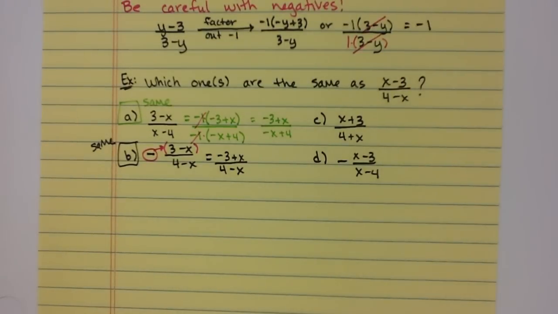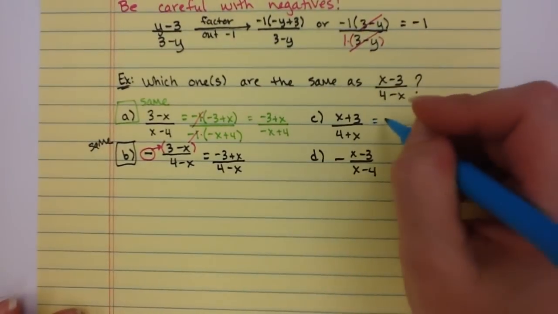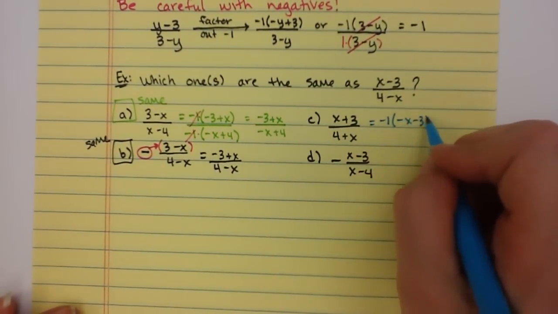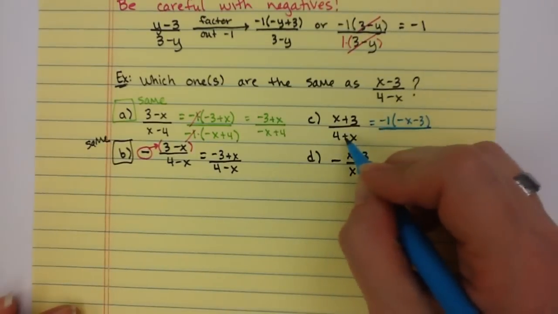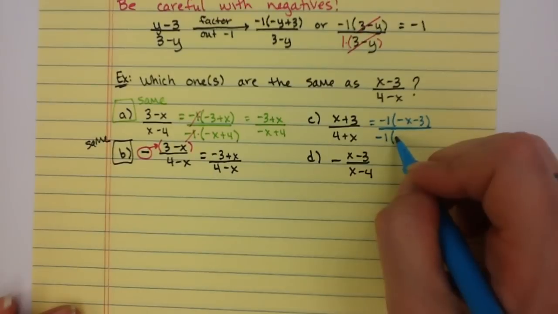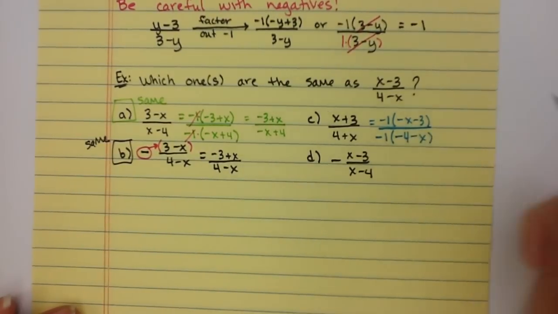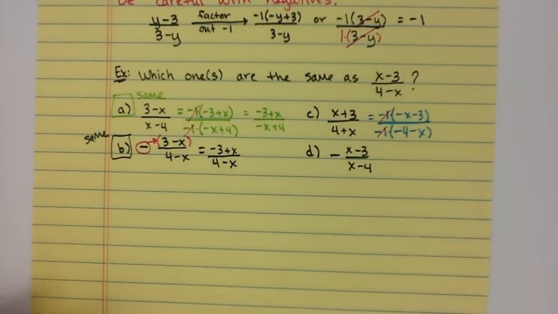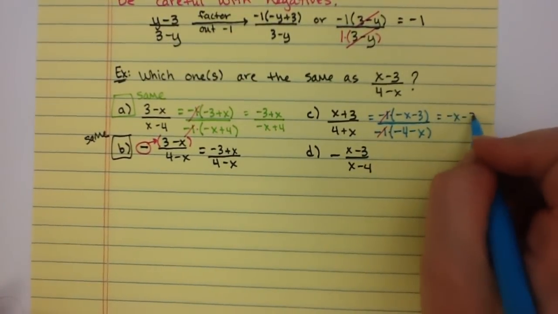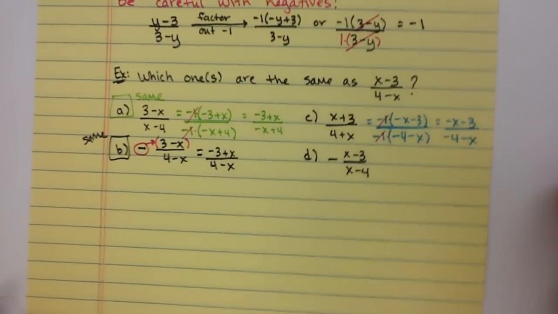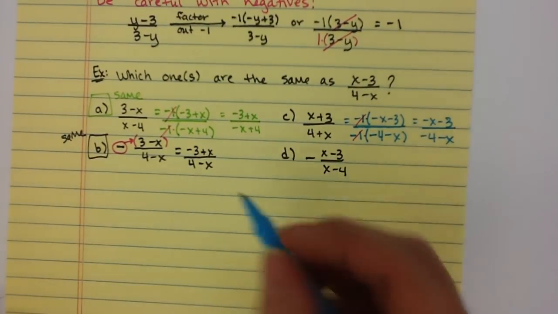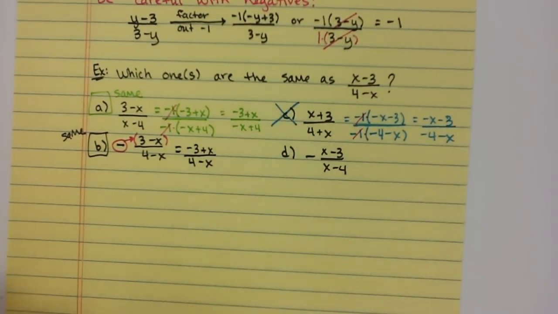Letter C, x plus 3 over 4 plus x. Well, if I try my -1 trick, I factor out a -1, that's going to leave me with -x minus 3. If I factor out a -1 from the denominator, that's going to leave me with -4 minus x. If I then cancel out my -1s, I'm left with -x minus 3 over -4 minus x. And that does not match the numerator, and it doesn't match the denominator, so this one is not the same.